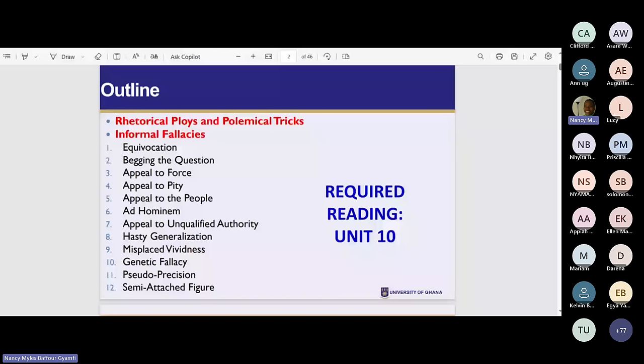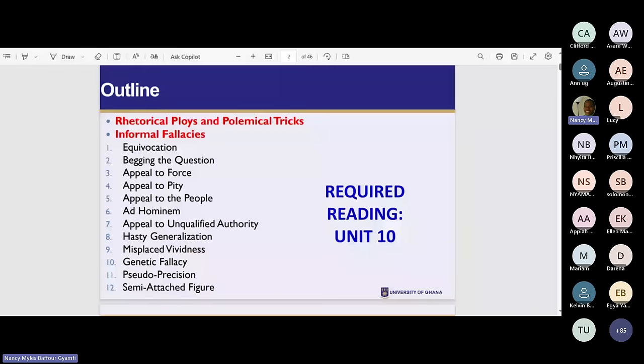So the examples you see on your screen now, examples 1 all the way to 12, are labels, types of what? Informal fallacies, which we like to title as what? Rhetorical. Look on your screen. Rhetorical ploys and polemical tricks. That is just another way of saying informal fallacies.